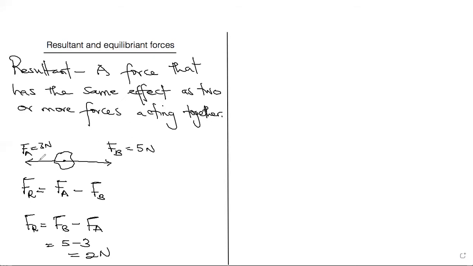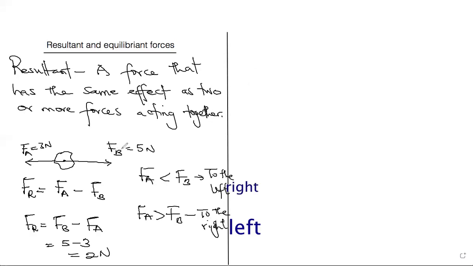If Fa was greater, then the object would move towards the left. Take note of that. Fa less than Fb means it moves to the right, and if Fa is greater than Fb, the object moves to the left. But this is for collinear forces.